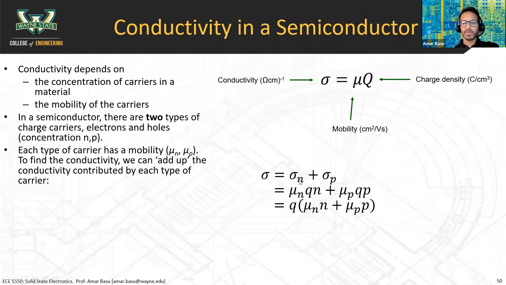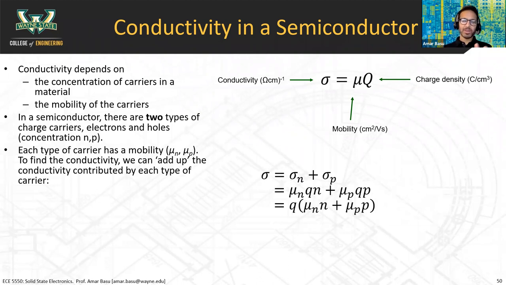The reason we could just add them up is because all the equations that we've talked about in the previous slides are linear equations. So when you have a linear system, the principle of linear superposition allows us to simplify the equation, basically allows us to add up the conductivities like this.